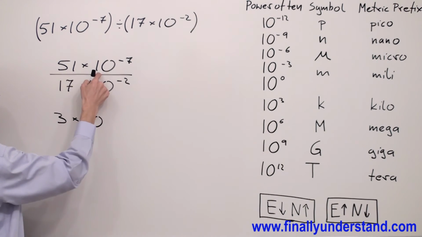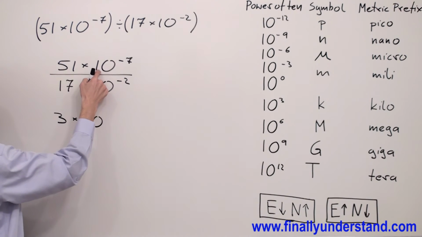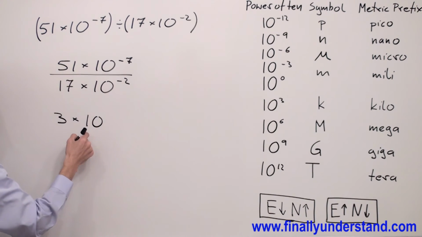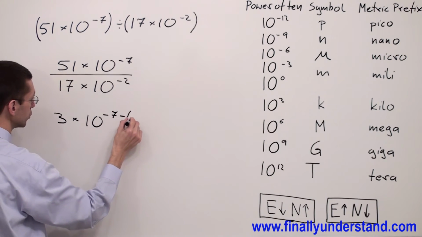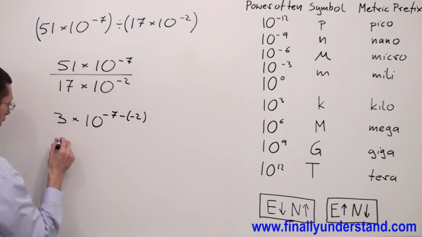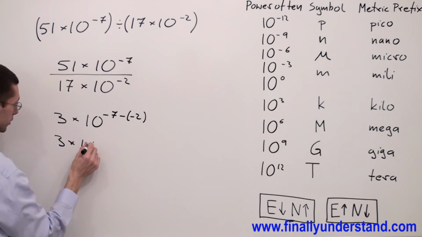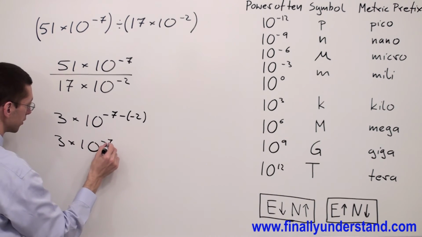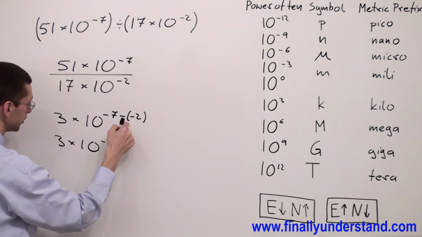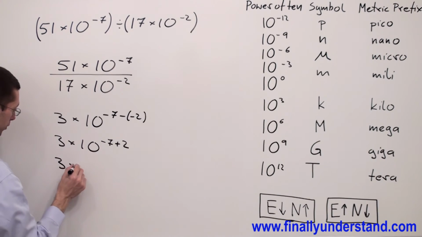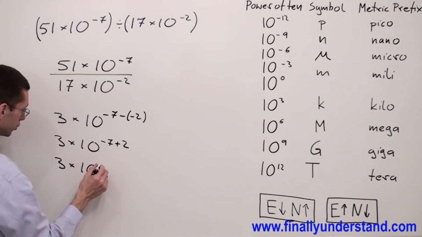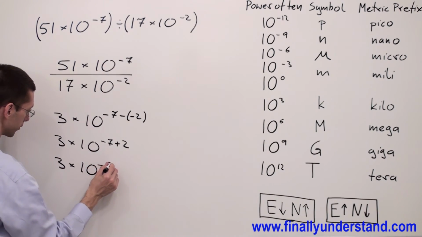I have to keep the base. Anytime I divide two numbers with the same base, I have to keep the base and subtract the exponents. I have negative 7 minus negative 2. I have 3 times 10 to the negative 7. Negative times negative gives me positive. I have 3 times 10 to negative 5.